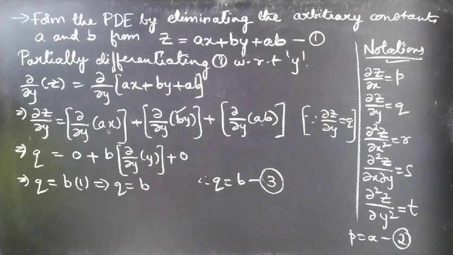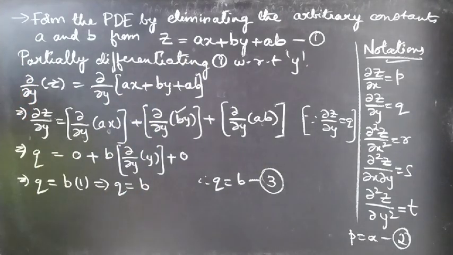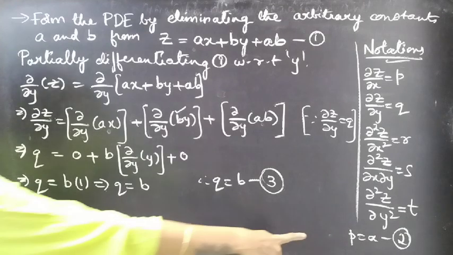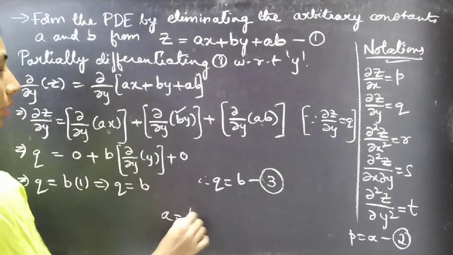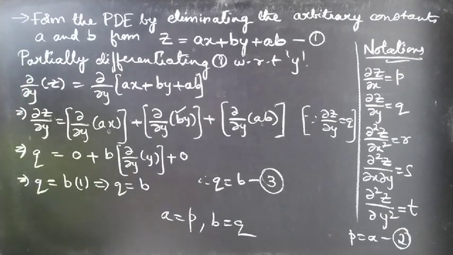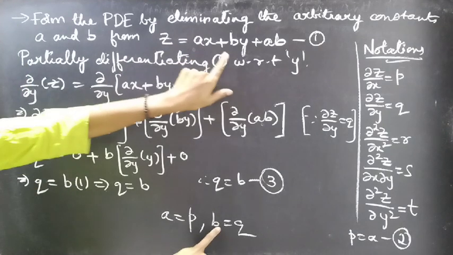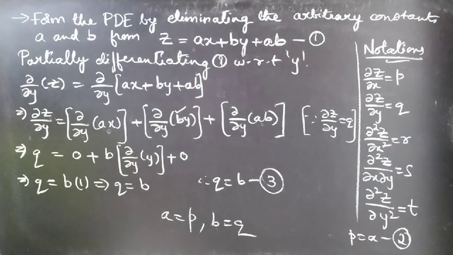Now observe 1, 2 and 3. We are having p equal to a, or a equal to p. From 2 we'll get a equal to p, and from 3 you will get b equal to q, right? So you can replace a by p and b by q in 1 so that the arbitrary constants a and b get eliminated from 1, and that results in a partial differential equation, right?